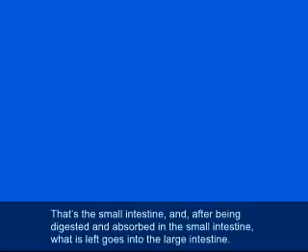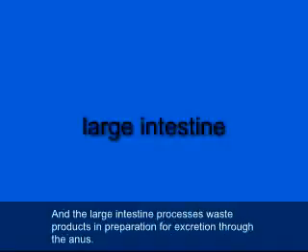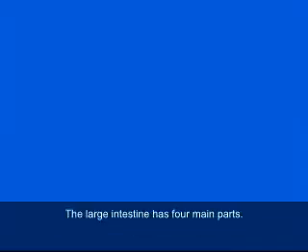Then after being digested and absorbed in the small intestine, what's left goes into the large intestine. And the large intestine processes waste products in preparation for excretion through the anus. We don't have a word part for large intestine itself, although we do have some word parts for some of the subparts of the large intestine, because the large intestine has four main parts.